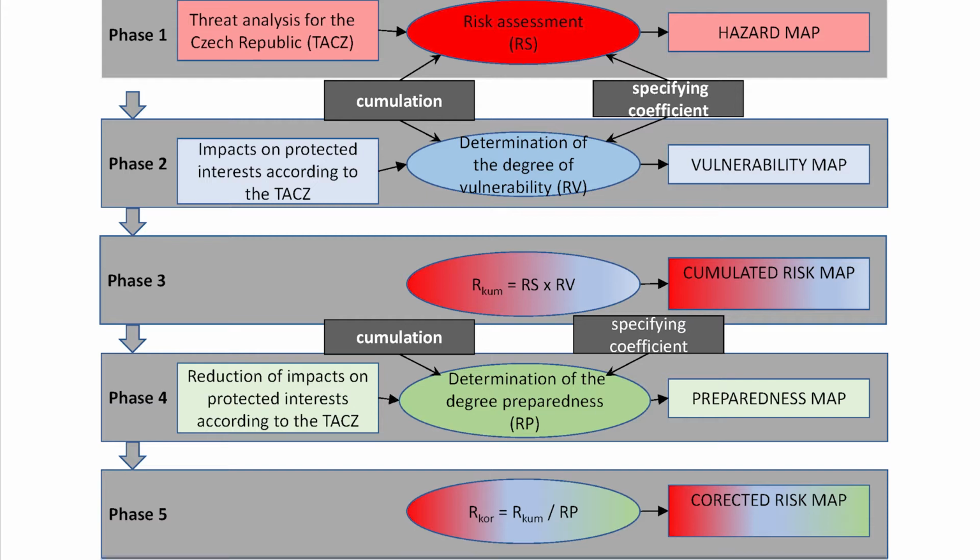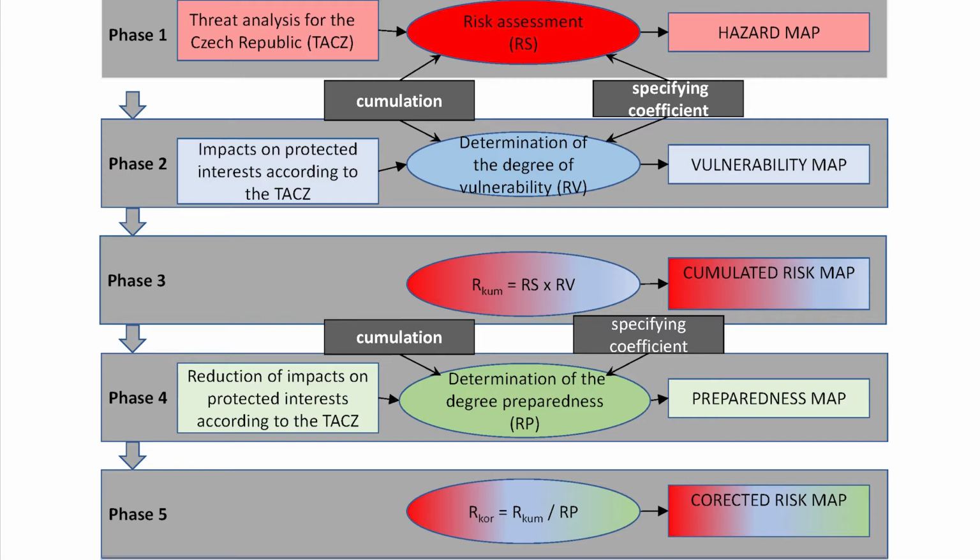First is risk assessment. We have the information for threat analysis in the Czech Republic. We create the hazard map. Second is determination of the degree of vulnerability. We need information about accumulation of vulnerability.